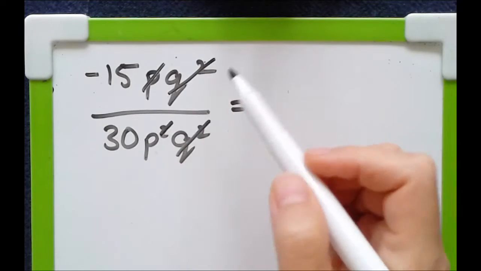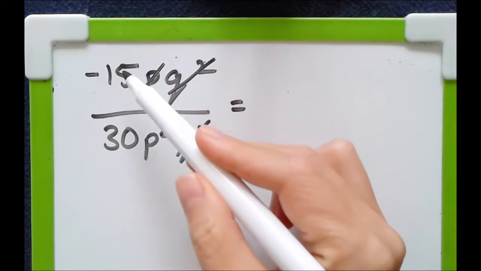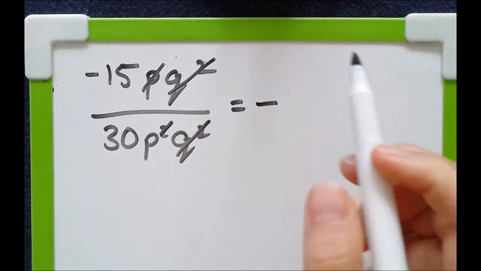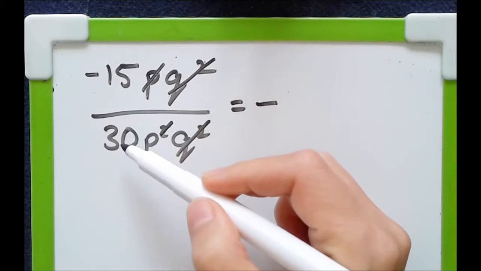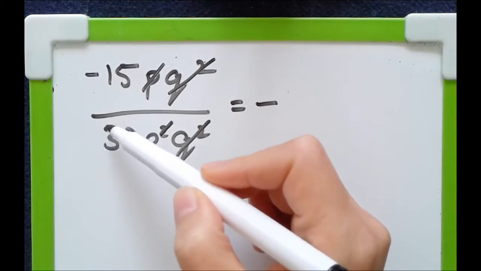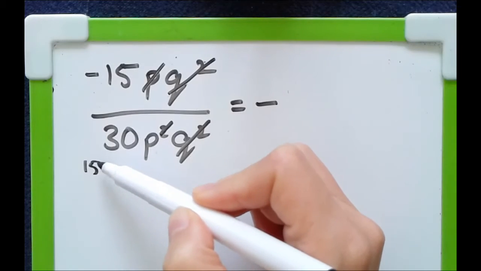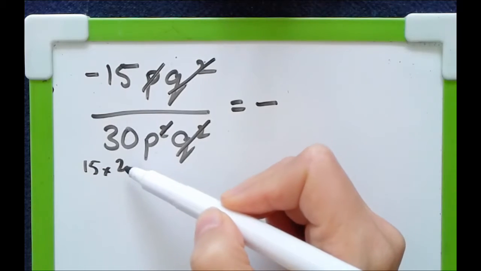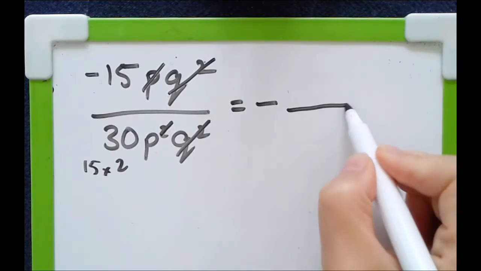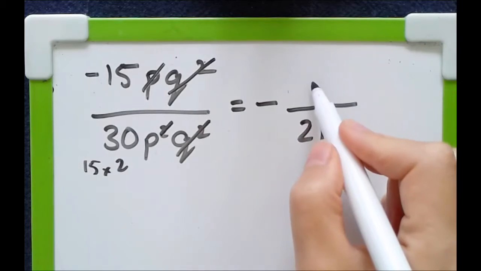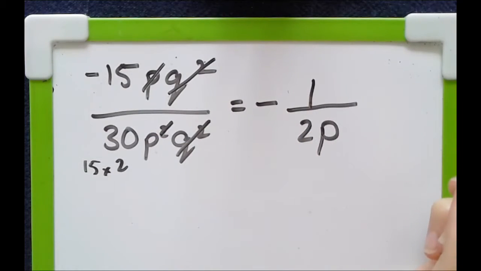So 1p there. And we know that negative divided by a positive is a negative, so we can put that there straight away. 15 over 30, well, there are two 15s in 30, so we're breaking 30 into 15 times 2 and cancelling the 15. So the only thing left on the bottom will be the 2p. And on the top, the 15's now gone, so it's just negative 1. Okay, next one.